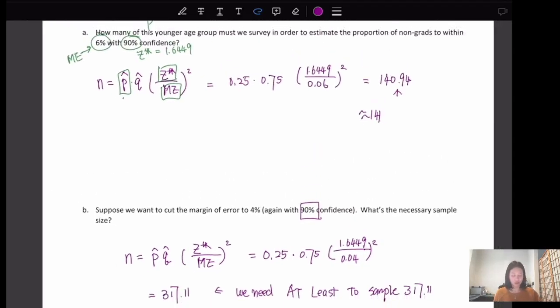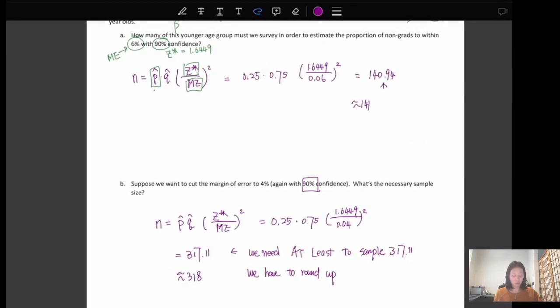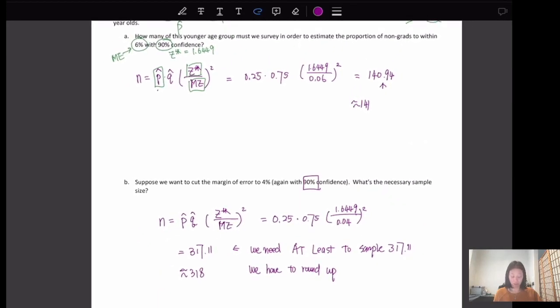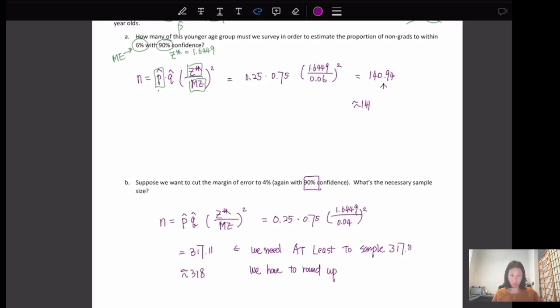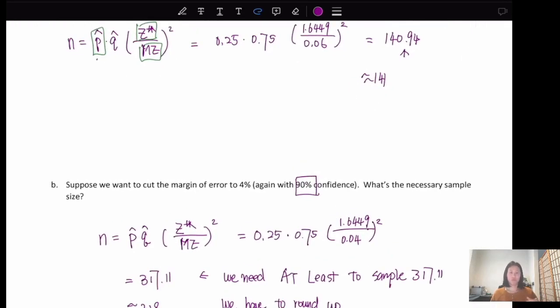Now, comparing these two problems, if you want a smaller margin of error, that means you need to sample more people, which we talked about in the first chapter, or first module, or first week. We talked about the more people you survey, the more likely you will get a better accuracy. Okay, so that's it for today's class. Let me know if you have other questions.